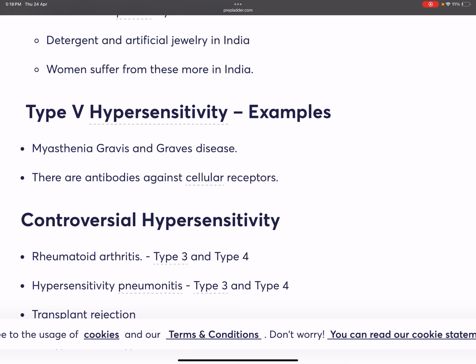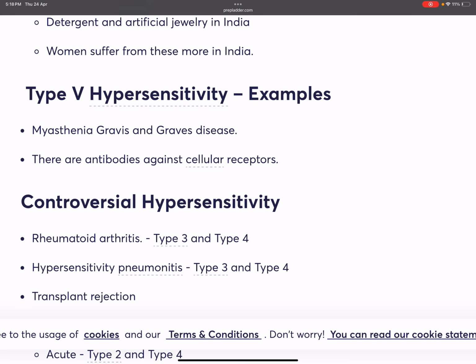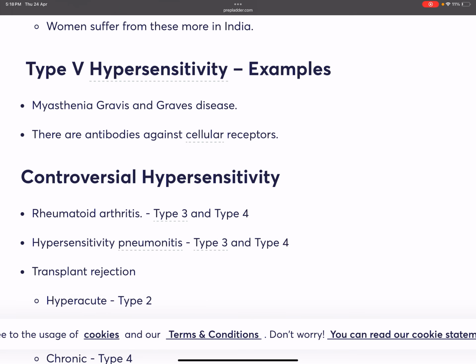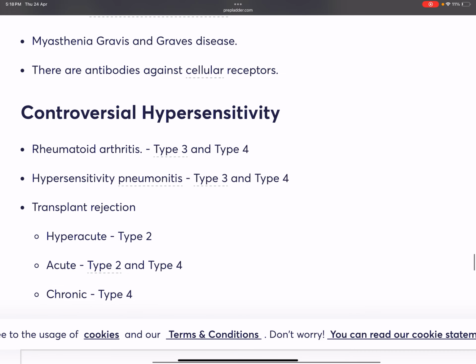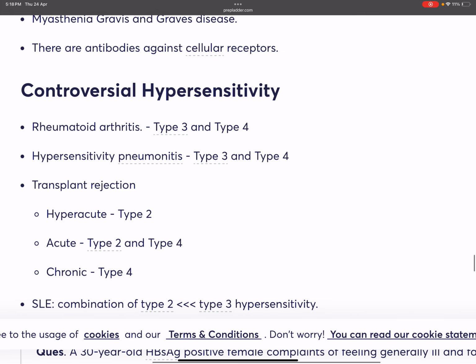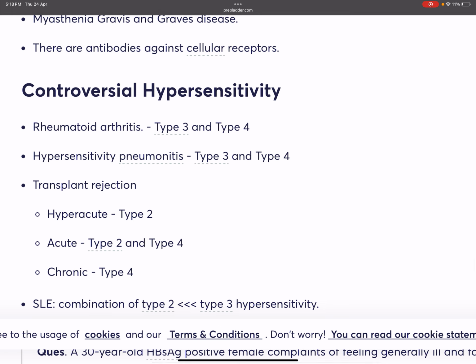As I already mentioned, myasthenia gravis and Graves' disease also come for type 5 hypersensitivity. Now let's discuss the controversial hypersensitivity. Type 3 and type 4 is having rheumatoid arthritis. Type 3 and type 4 is having hypersensitivity pneumonitis, transplant reaction.